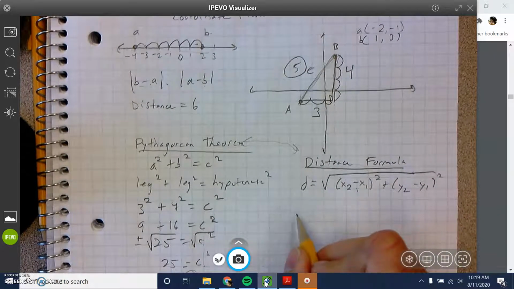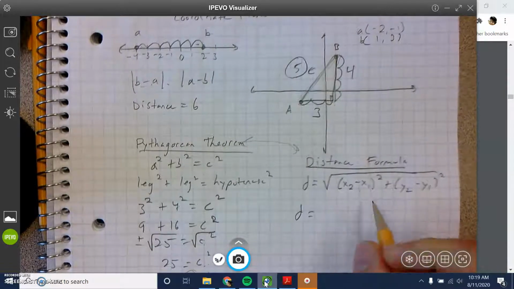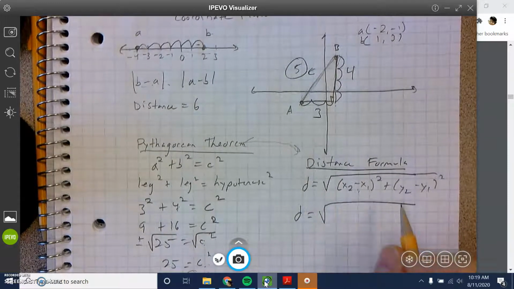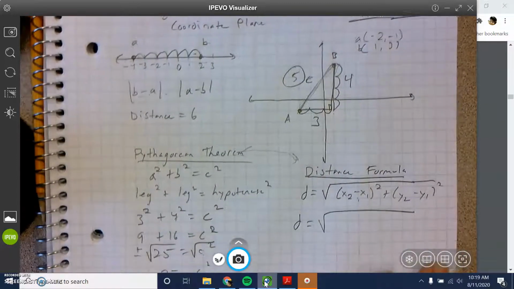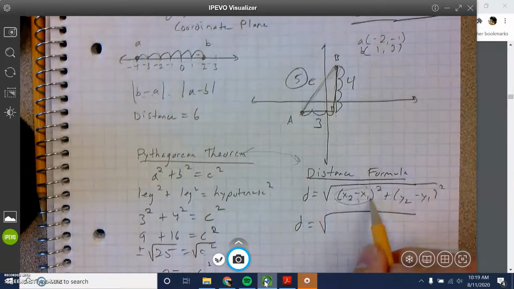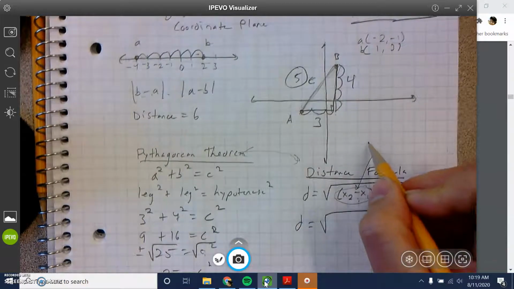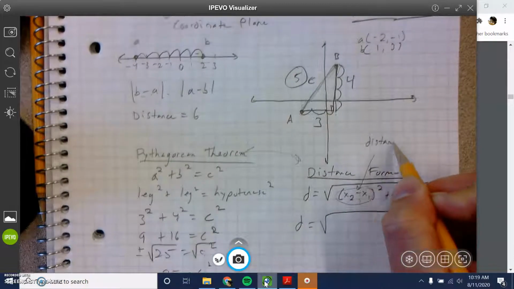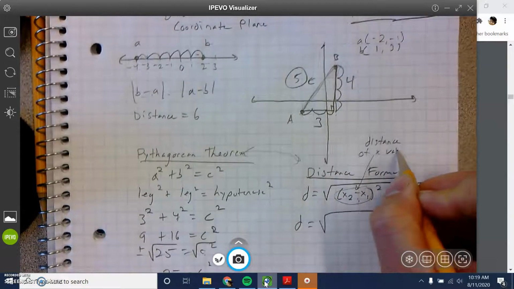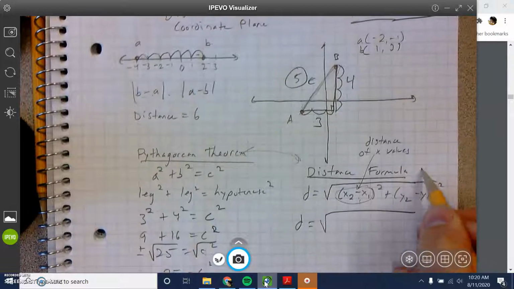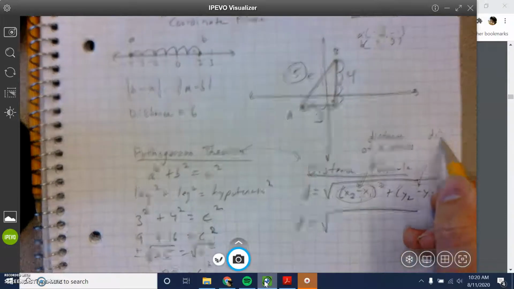But I don't even do that because this is the distance formula, right? Watch what I do. So distance equals the square root. I'm going to get 5. I'm going to get the same answer here. I'm going to get 5. So x2 minus x1, and write this down, is just the distance of the x values. And this is the distance of y values.